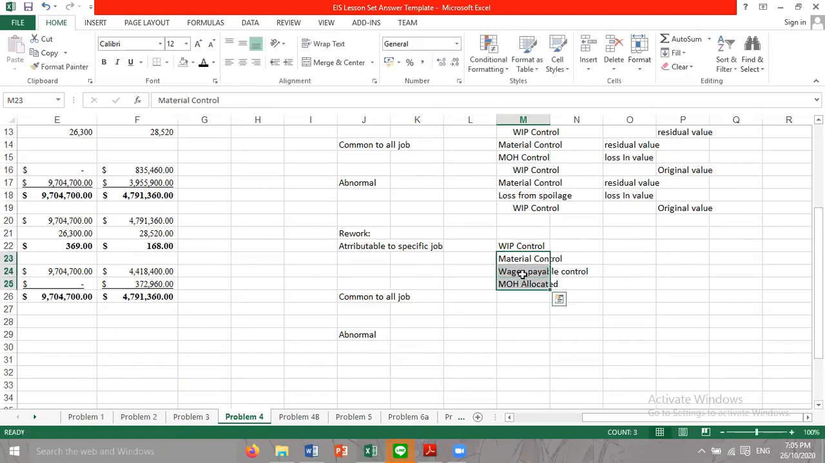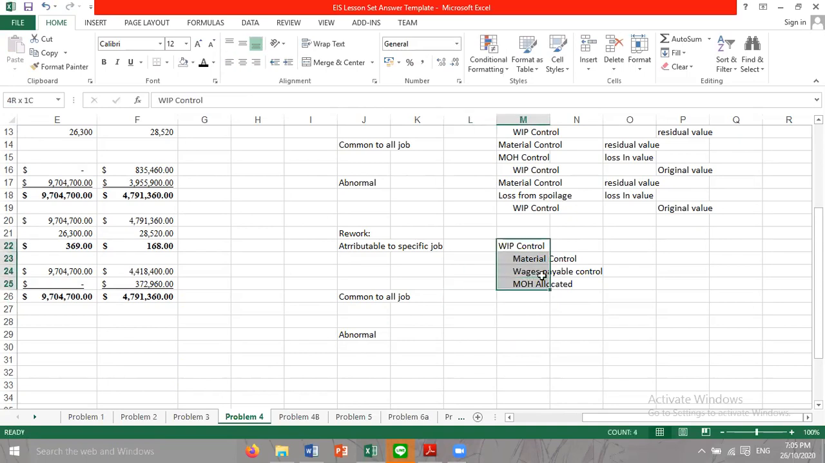Actually, these 3 journals depend on what resources we use to rework that product or service. But essentially we debit WIP control and we credit material control, wages payable control, and MOH allocated. The logic is that if a certain product or service needs rework, and we know that the rework is specifically for that job, we can just add the amount of resources needed to repair it into the WIP control account for that specific job.